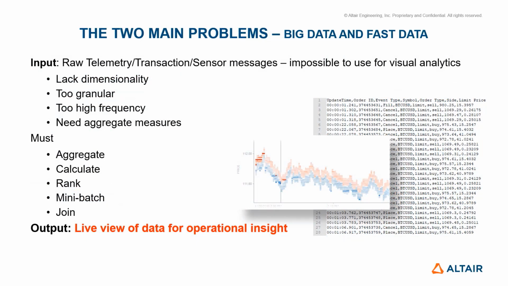Now, the two main problems with telemetry data and streaming are big data and fast data. The input data, be it the raw telemetry data or the sensor message, is impossible to use for visual analytics as it lacks dimensionality, is too granular and high frequency in nature, and needs aggregate measures. Thus, dashboarding helps aggregate the data, include calculated columns, rank the data, and divide it into mini batches or even combine batches of data to provide flow and accessible granularity to the data.